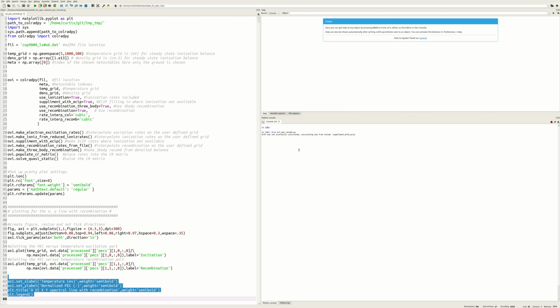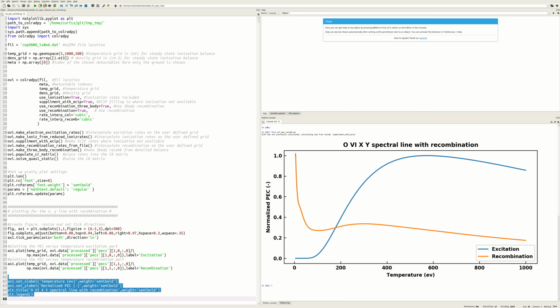And so if I run this, we are going to see the PEC versus temperature from each of the excitation and recombination portion. So if you were to actually model the spectral line, what would need to be done is these PEC values would need to be multiplied by the fractional abundance of the helium-like system, which is responsible for our excitation contribution, and then the fractional abundance of the hydrogen-like oxygen, which is responsible for our recombination portion of the PEC.